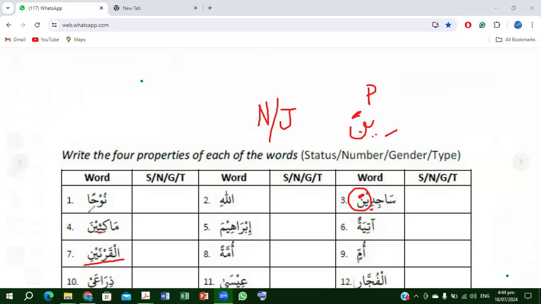Talking about the first one, yes, Ibrahim, can you tell me? The first one is Nuhan. What is the status of it? The status is nasab. How did you understand it's nasab? Because it is double tanween. No, tanween could be Nuhin also, Nuhun also. So only double tanween is not a sign of nasab. It should be fathatain.